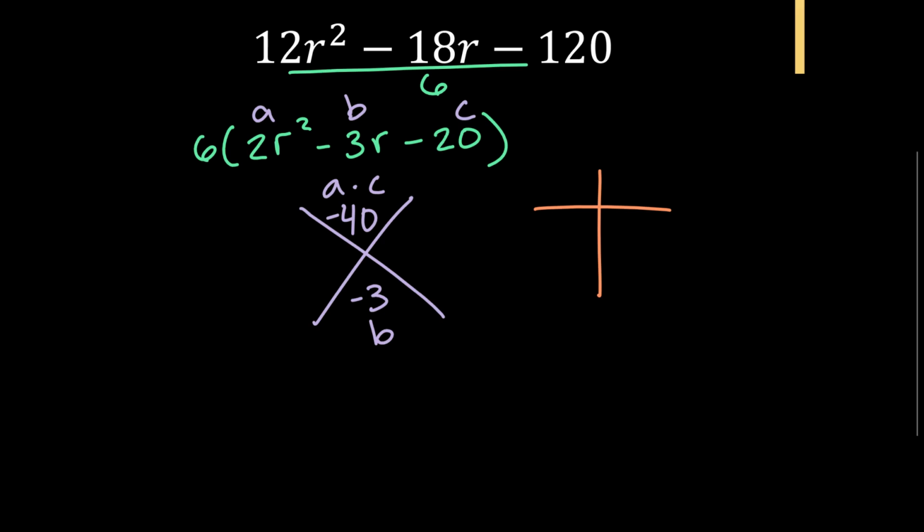Let's try a couple. 1 and negative 40. What is 1 minus 40? Negative 39. Is that the b value we were looking for? Does not look like it. No. Next, give me another set.